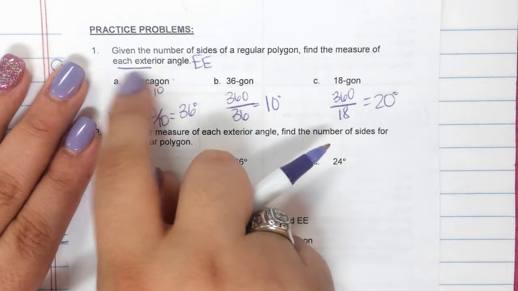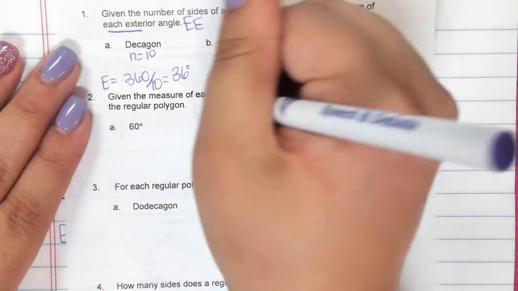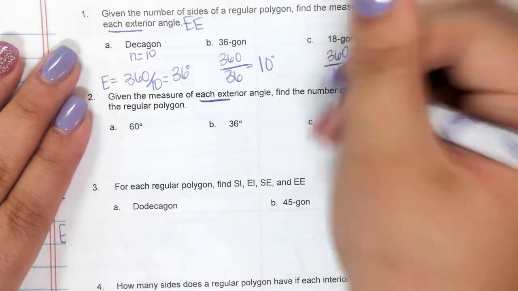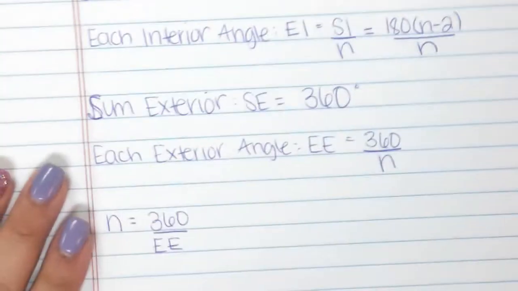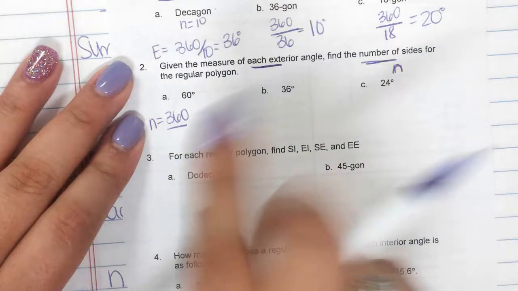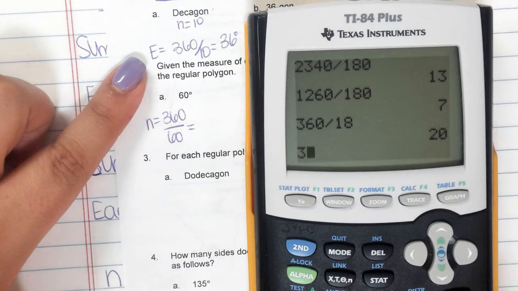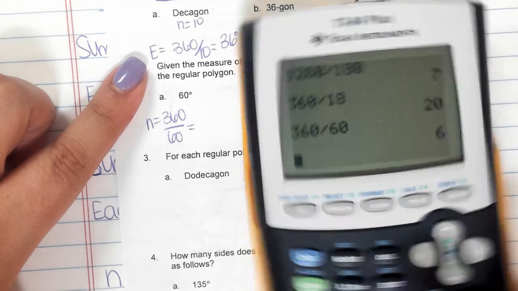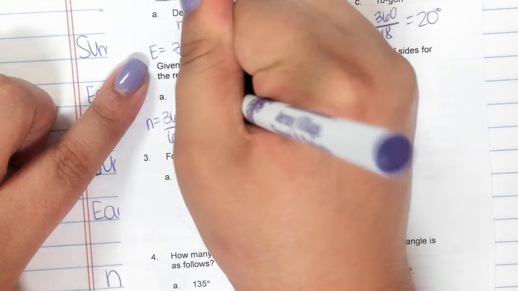So just pay attention to what it's asking for. For this one, given the measure EE, find the number of sides. So this time we're finding n. Now remember, the formula for n is 360 divided by EE. So if 60 is my EE, 360 divided by 60 is 6. So this would be a hexagon.